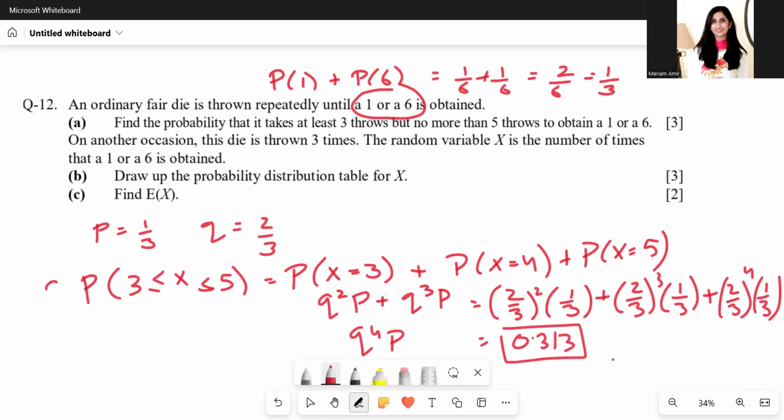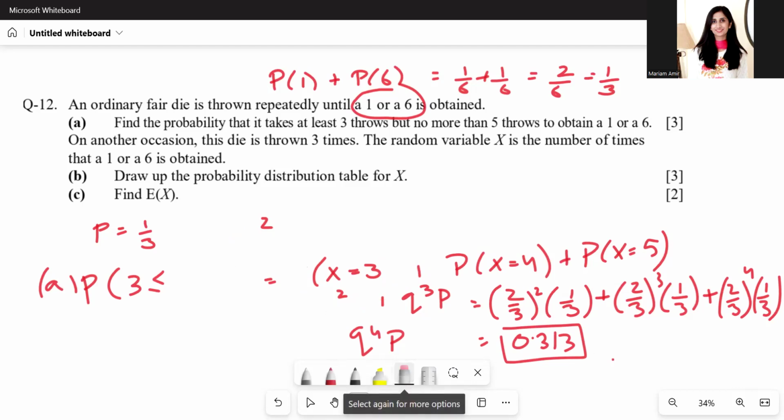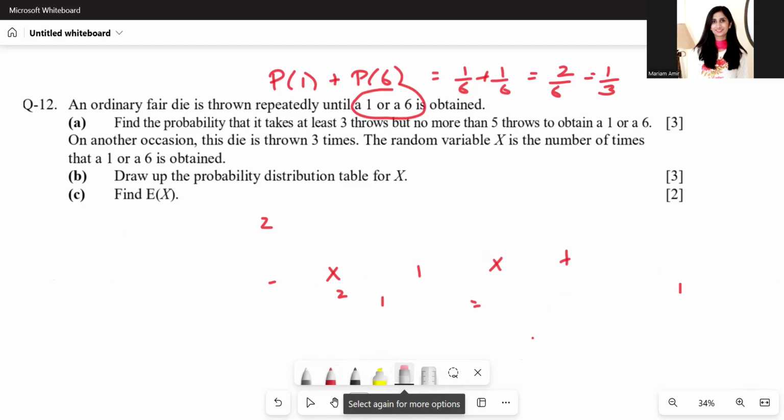Okay, that's part A. On another occasion, this die is thrown 3 times. The random variable X is the number of times that a 1 or a 6 is obtained. Draw the probability distribution table for X. Okay, so the die is thrown 3 times.